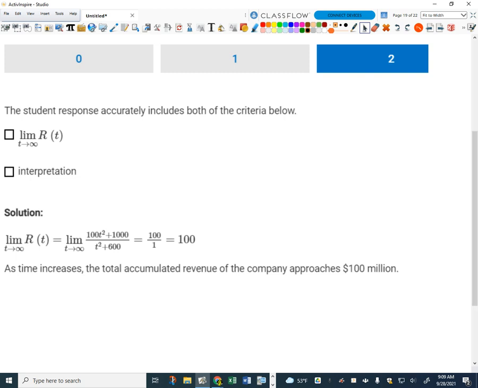Okay, so we want to be able to take the limit. And look, they didn't go through all that mumbo jumbo here. That's how I would have done the last one too. We just get 100. And then of course, what does that mean? As time approaches infinity, the revenue is approaching some value above which it'll never go. As time increases, the total accumulated revenue of the company approaches 100 million. That's all you've got to say. Give me 1 to 5 on that. How are we doing? Good.